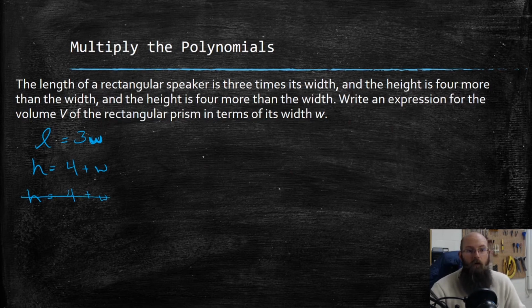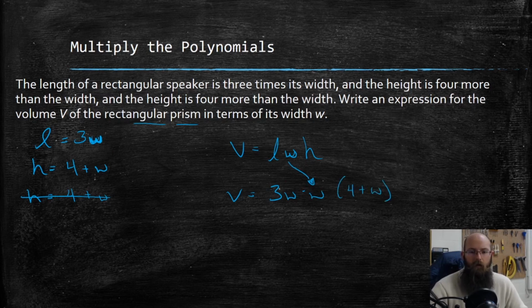So, volume of a rectangular prism is length times width times height. So I need to substitute all of the things that I know. My volume, okay, so length is 3w, times the w that was originally there, right? And then my height is 4 plus w. So you can see I'm going to draw some arrows with colors. Maybe that'll help. All right, so now everything's in w's, which is what they wanted, in terms of its width.